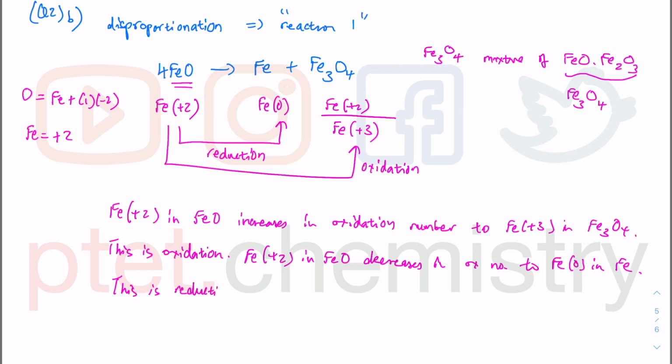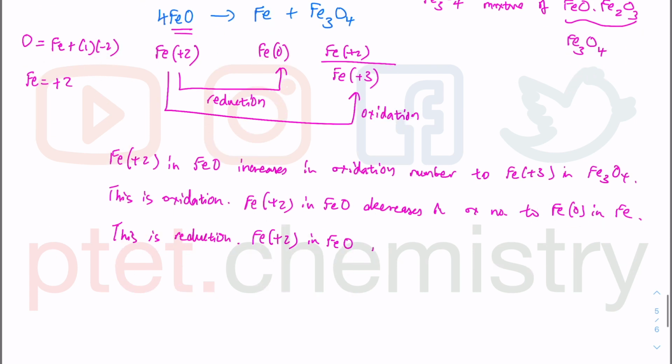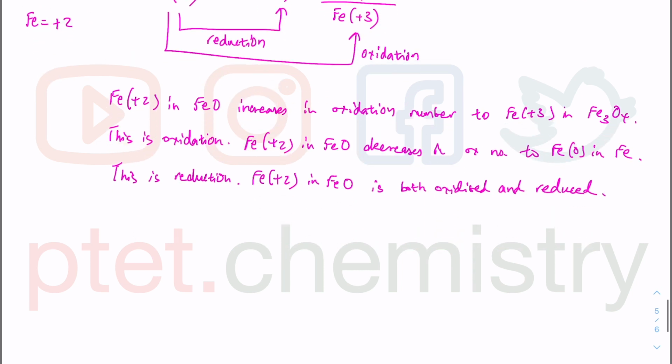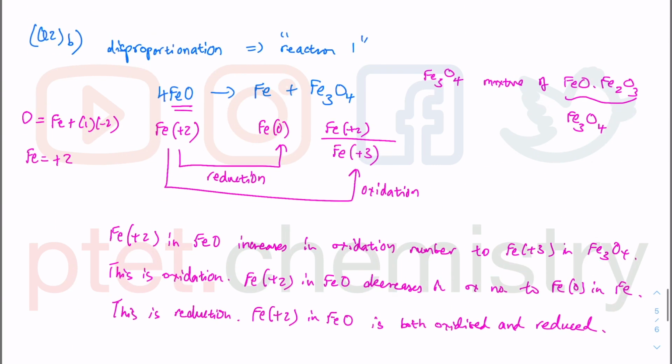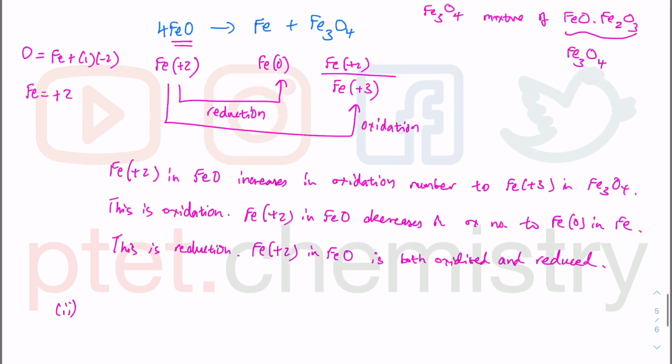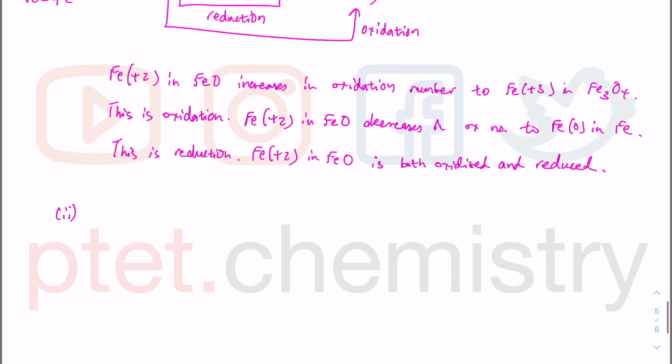So I have shown the Fe plus 2 in FeO is both oxidized and reduced. So if it is both oxidized and reduced in the same reaction, this is called disproportionation, and I don't want to repeat the question. So I'm just given 3 lines, and I've just written about 3 lines, which is more than enough, I guess. Whatever you do, avoid writing up marking scheme, because it is not your job as a student to write marking scheme. It's for the examiners actually.